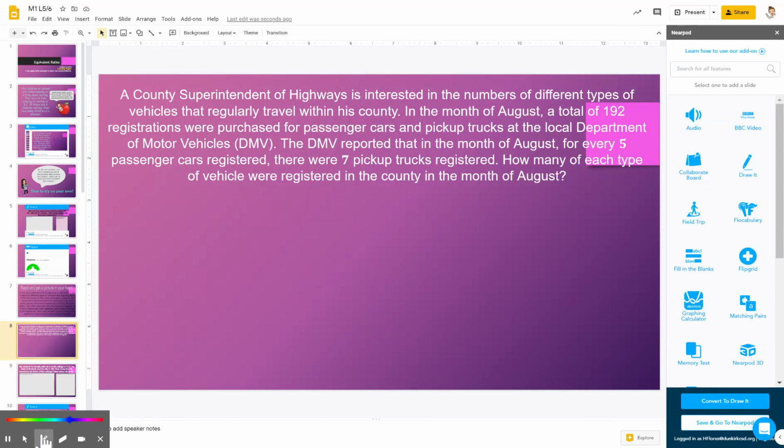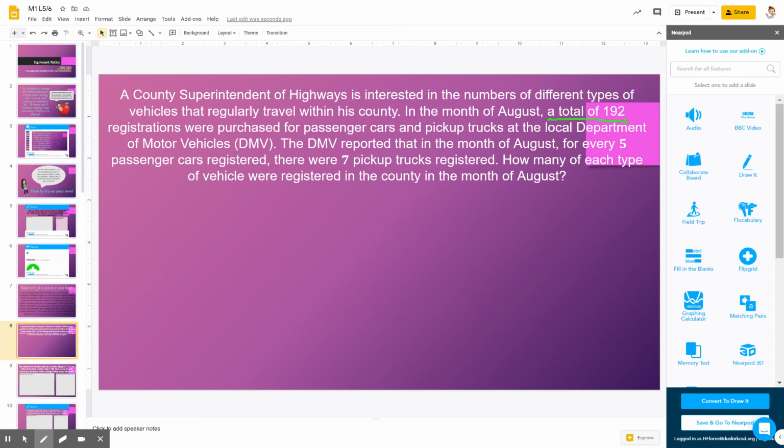Now that we've had some practice forming equivalent ratios with story problems, we're going to take this to the next level. A county superintendent of highways is interested in the number of different types of vehicles that regularly travel within his county. In the month of August, a total of 192 registrations were purchased for passenger cars and pickup trucks at the local Department of Motor Vehicles.